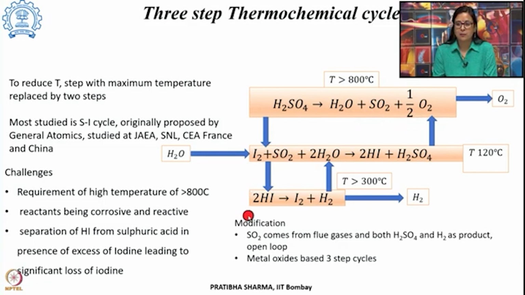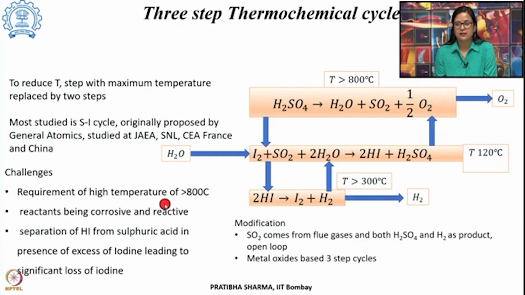Now, there is a third step wherein the hydrogen iodide which is being produced in the second step decomposes to give iodine and hydrogen. This step occurs at a temperature higher than 300 degrees centigrade. Now, this is the hydrogen evolution step where hydrogen is being produced. So, overall, the maximum temperature of the endothermic step has reduced, but still this is higher when it comes to providing that heat input.